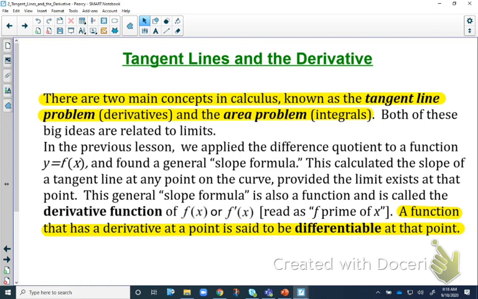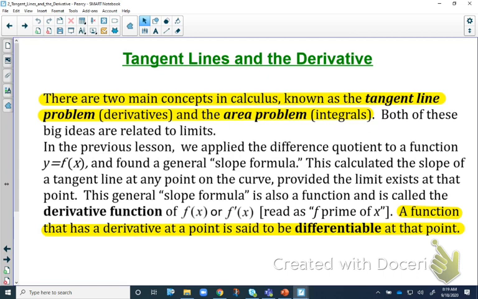And what you're seeing here in the first opening paragraph of your notes, it's telling you there are two main concepts in calculus known as the tangent line problem, which are specifically related to derivatives, and the area problem, which we will get into later, called integrals. Both of these have their big ideas related to limits.